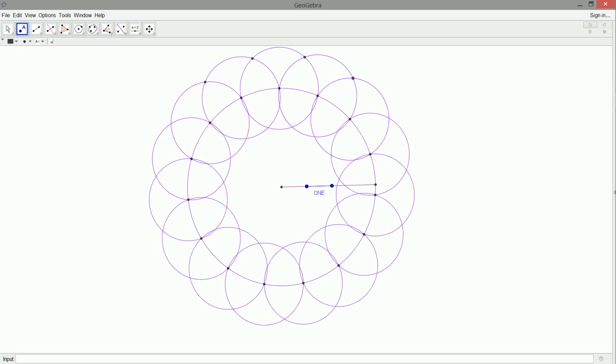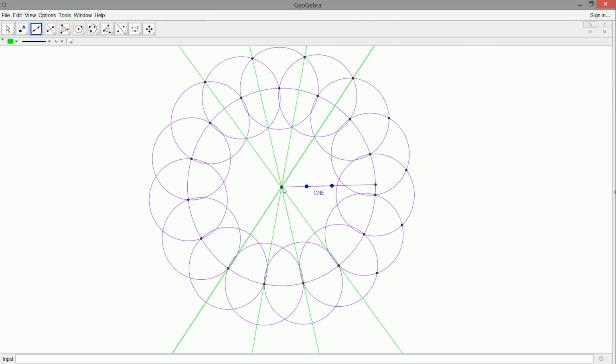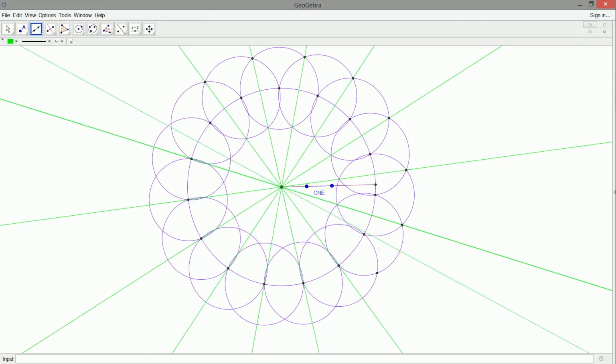So we need points out here. I'd add the points inside, but they're all going to run through the center anyway, so it isn't particularly required. We actually only need, I believe, half of these. Now when I connect them up, oh no, I do need the other ones.